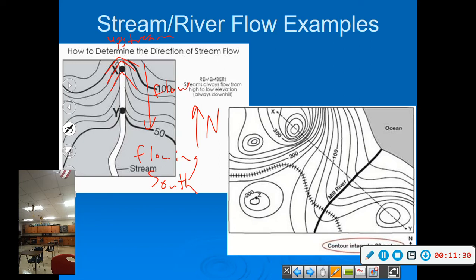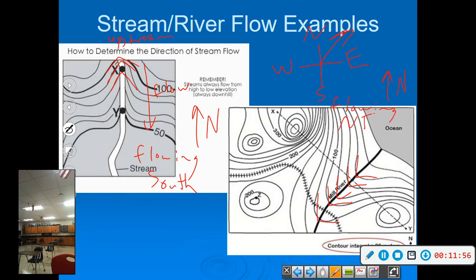All right, same thing with this map. So again, north is this way. So if you look at the V shape, you got to get a compass direction. So never eat soggy waffles, okay? And you notice the V is pointing this way, so the river is going to flow this way. So the answer is northeast. So river flowing northeast.